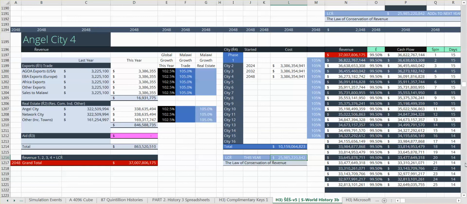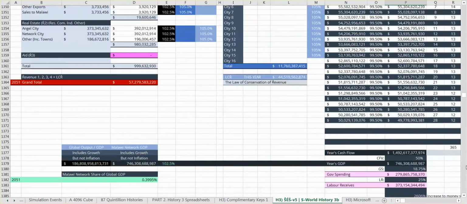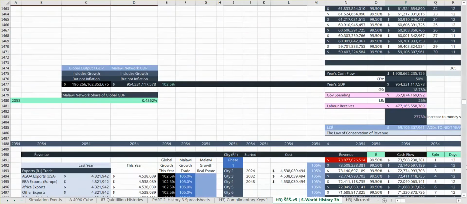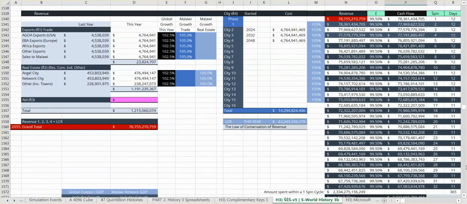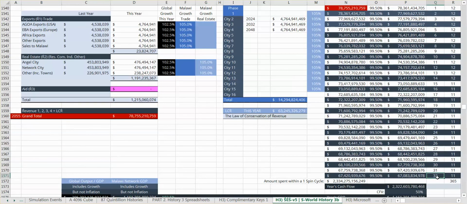Right, okay, so 2048, let's see where we are. Close to 1 trillion, 867 billion. Now, we're going to go down until we see 32, 31. Here we go. This is the end of when I stop spinning after 32 times. We don't do it anymore.